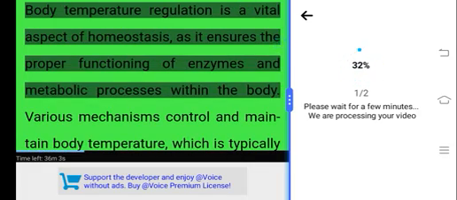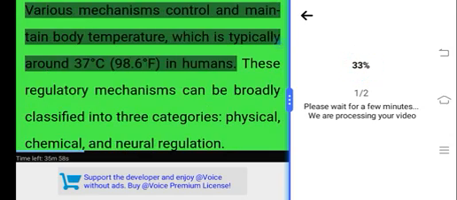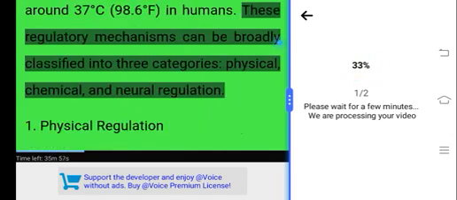Body temperature regulation is a vital aspect of homeostasis, as it ensures the proper functioning of enzymes and metabolic processes within the body. Various mechanisms control and maintain body temperature, which is typically around 37 degrees Celsius, 98.6 degrees Fahrenheit in humans. These regulatory mechanisms can be broadly classified into three categories: physical, chemical, and neural regulation.